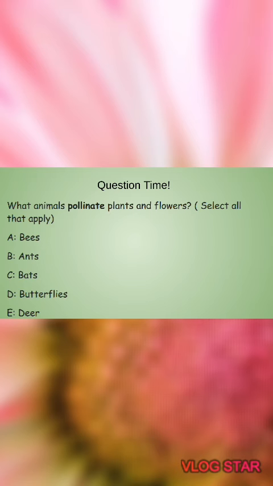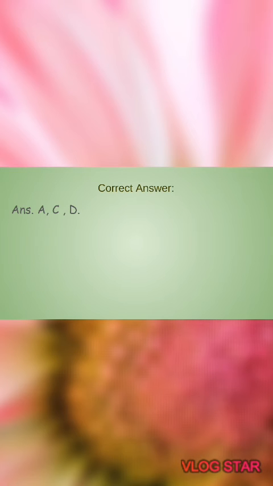I've gathered some questions that I figured we can answer for this unit that would help us. Question 1. What animals pollinate plants and flowers? Select all that apply. A. Bees, B. Ants, C. Bats, D. Butterflies, or E. Deer. The correct answer is A, C, and D. Bees, bats, and butterflies.